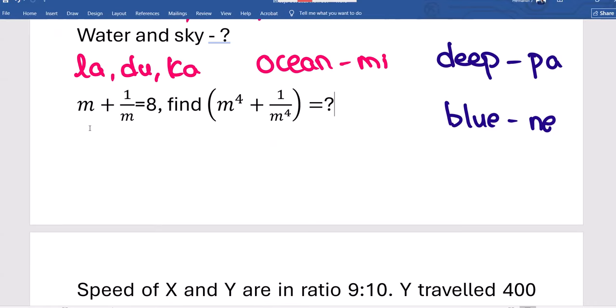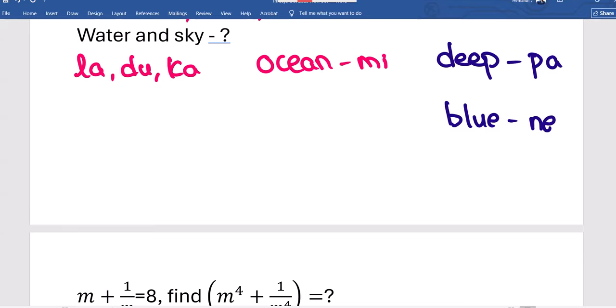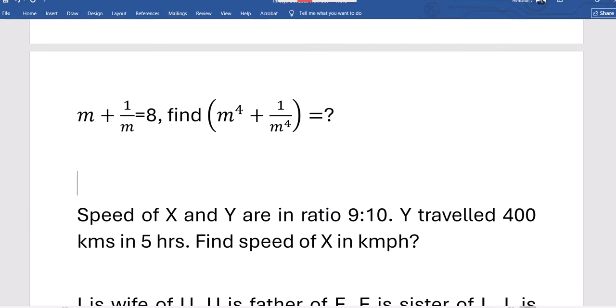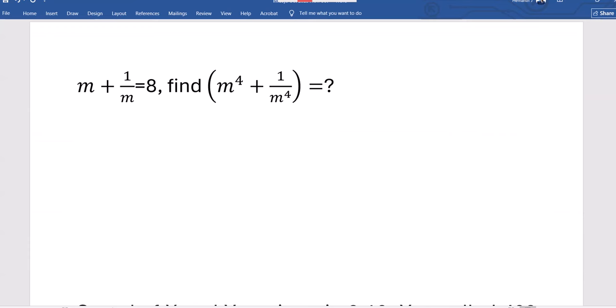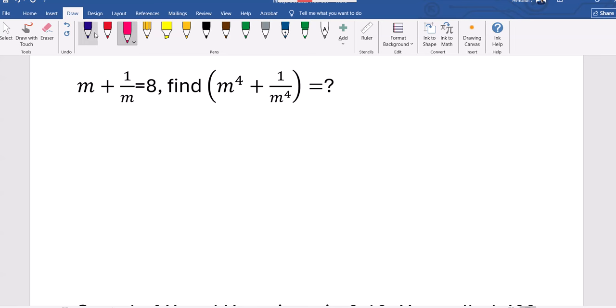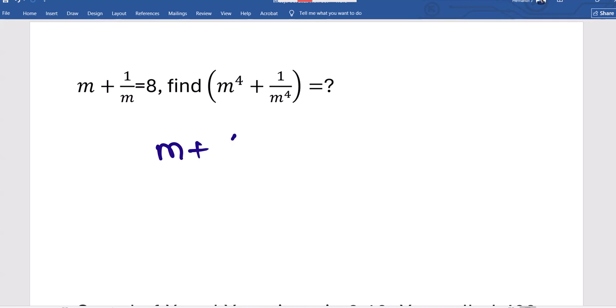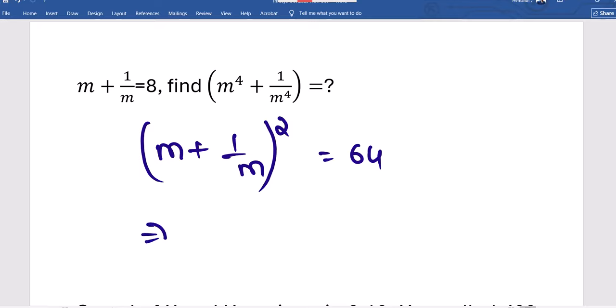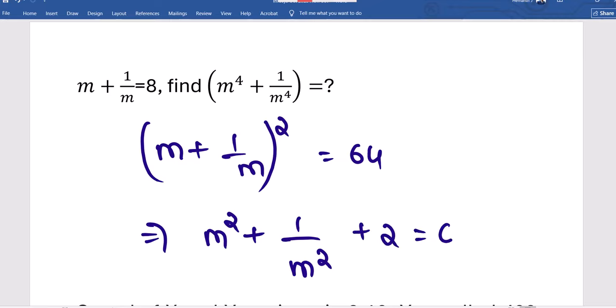What have they given? M plus 1 by M is 8. You have to calculate M power 4 plus 1 by M power 4. Right. Now first, you can calculate M square plus 1 by M square. How, sir? Do squaring on both sides. 8 square is 64. Now here, M square plus 1 by M square, like A square plus B square plus 2AB, in that M and 1 by M will cancel, and it will become plus 2, equal to 64.